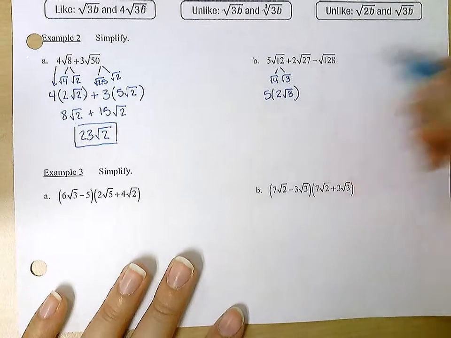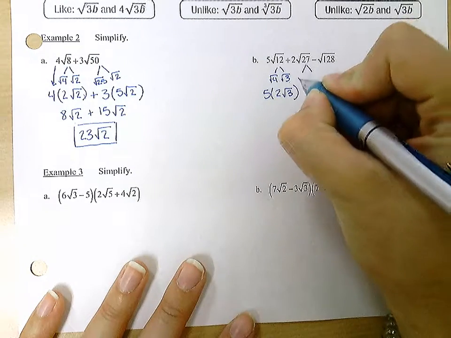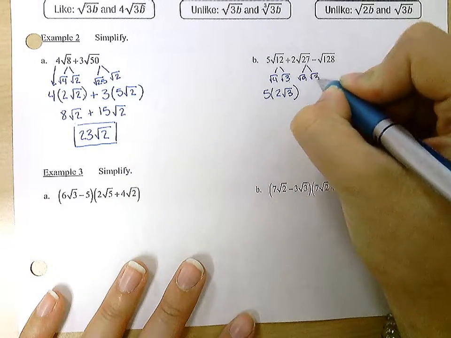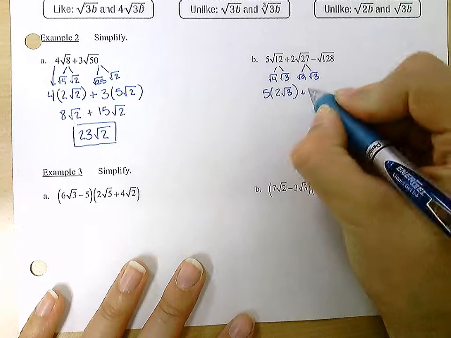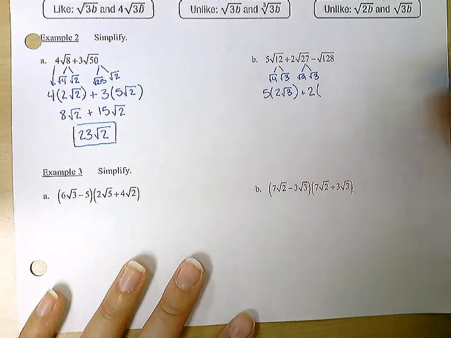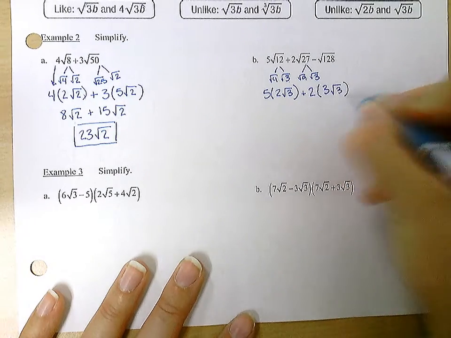Next is the square root of 27. What can I split 27 into? Two numbers. 9 and 3. Because I can take the square root of 9. So I would have this plus 2 still, times that quantity. The square root of 9 is 3, and leave square root of 3.